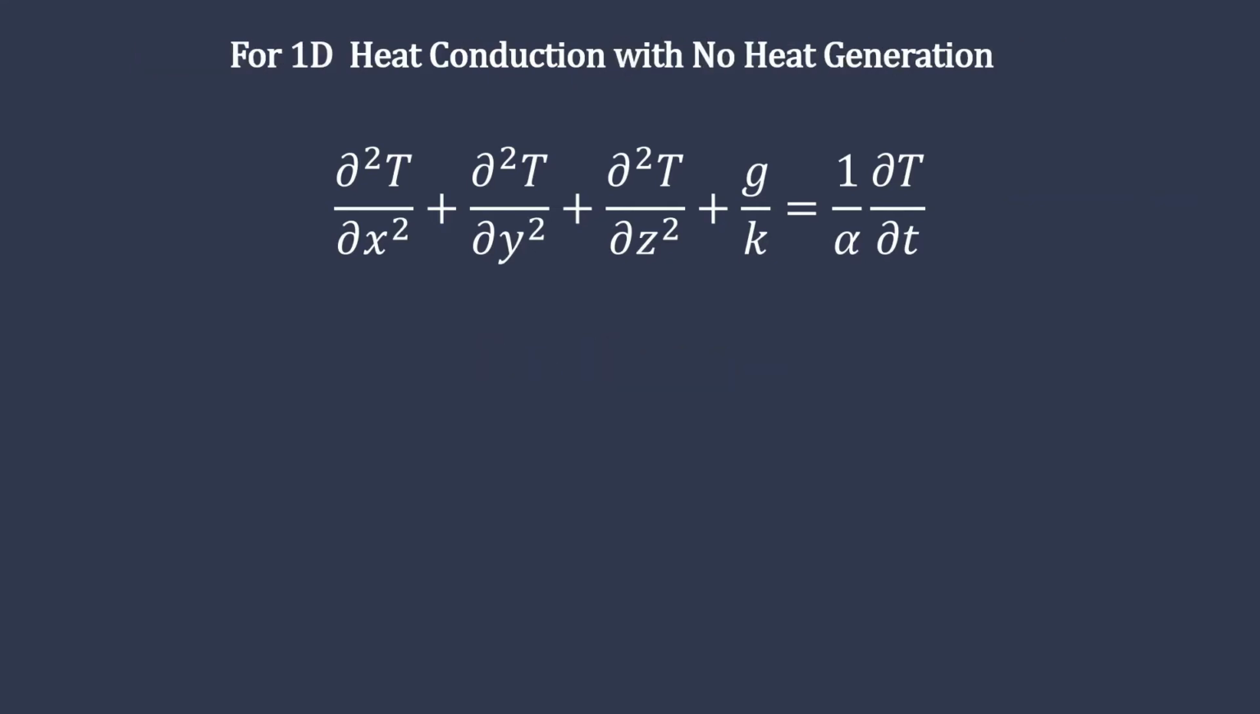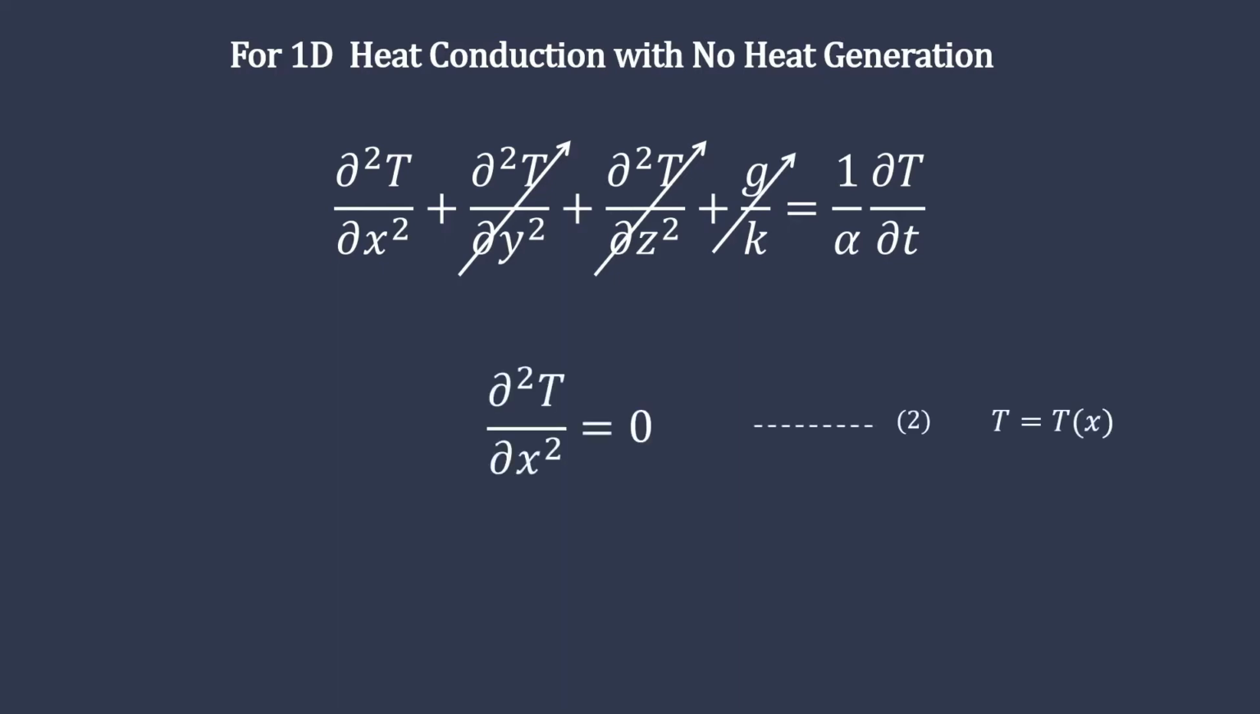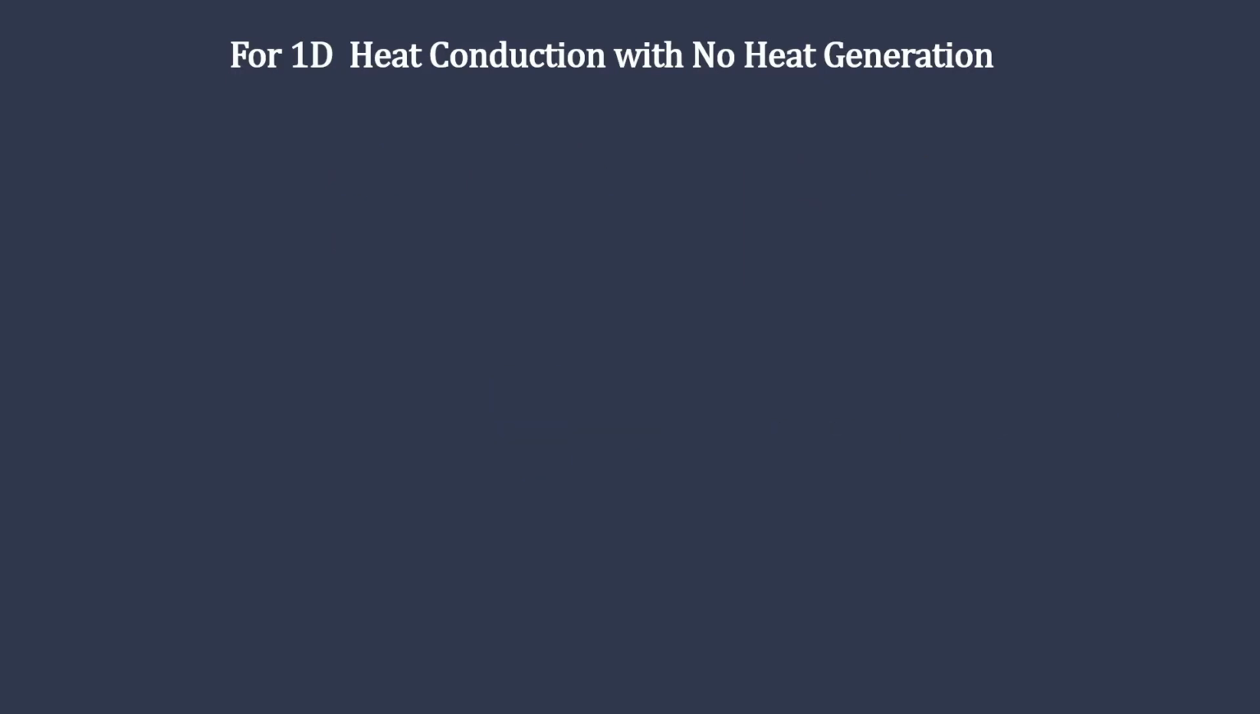For one-dimensional heat conduction the equation reduces to a simpler form. We assume temperature does not vary significantly along the y and z direction compared with the x direction. Also there is no heat generation, that means g is equal to 0. The temperature is also independent of time. So our equation reduces to ∂²T/∂x² is equal to 0. This PDE is further simplified to an ODE which gives d²T/dx² is equal to 0.